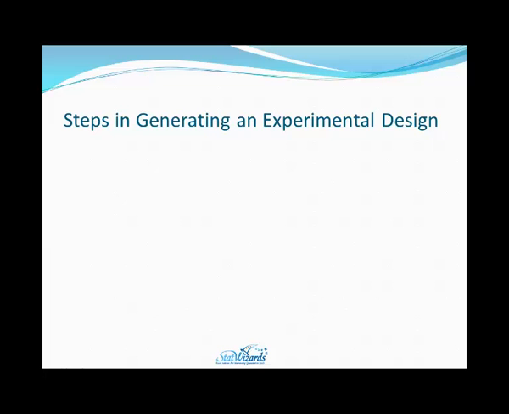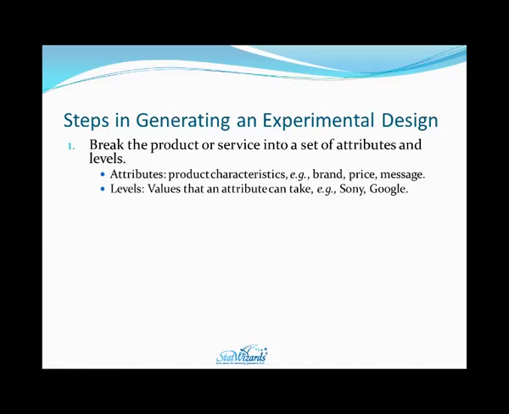The process looks like this. First, break the product or service into a set of attributes and levels. Attributes are product characteristics, such as form factor, color, brand, price, message, and so forth. Levels are values that an attribute can take on. For example, a brand attribute could take on the levels Sony, Google, Apple, and so forth.